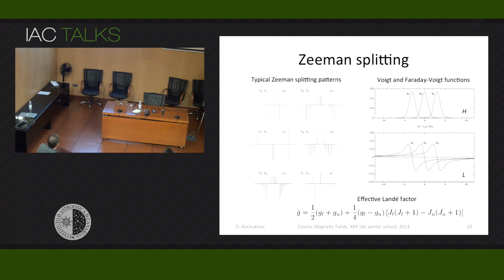Now, this illustration is showing you how Voigt and Faraday-Voigt functions look like. So these are these phi's and psi's. And I illustrate the situation here for the triplet. So only one function for each type of the component. For the pi component, it is unshifted, and for the sigma components, they are shifted to the red and to the blue.